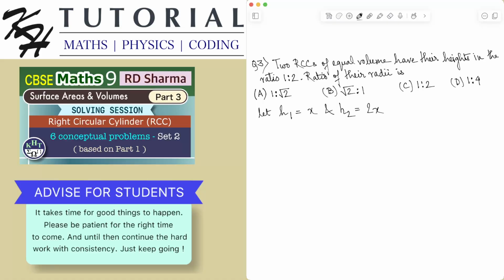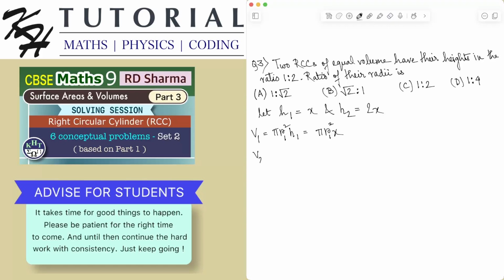The two RCCs have equal volume, but we do not know the radii. Let's say the base radius of the first RCC is R1 and the base radius of the second RCC is R2. So V1, the volume of the first RCC, will be equal to pi R1 square H1, which is equal to pi R1 square x.